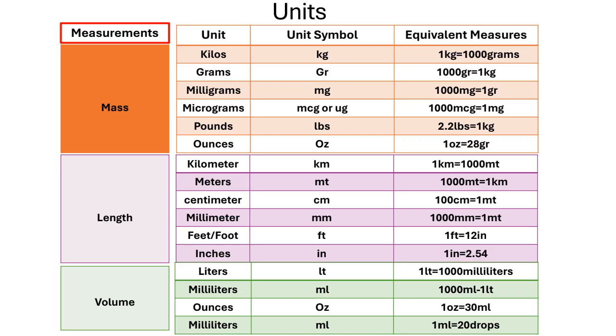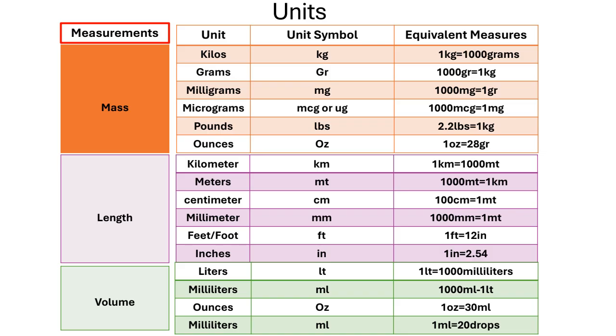And then I'll move on to the purple ones, which is length. So you have kilometers, the unit being km. 1 kilometer will give you 1,000 meters. The unit for meters will be mt. 1,000 meters will give you 1 kilometer. And then you have the centimeters. These are starting to be more familiar. Centimeters will be the unit cm. 100 centimeters will give you 1 meter. Then you have millimeters, which should be mm. 1,000 millimeters will give you 1 meter, and you move on.